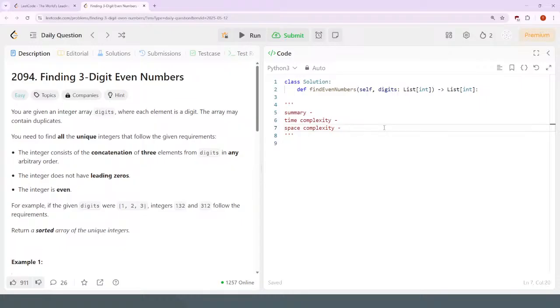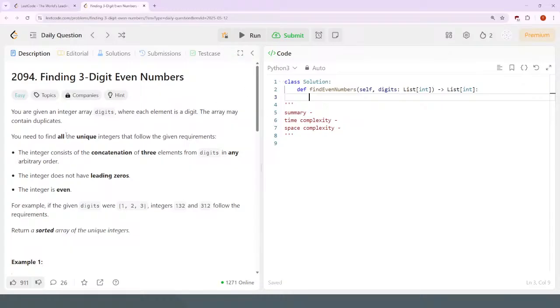Alrighty. Finding 3-digit even numbers. Easy. You are given an integer array of digits, where each element is a digit. The array may contain duplicates. You need to find all the unique integers that follow the given requirements.